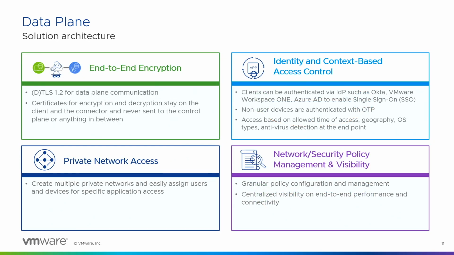So we talked about the management plane connectivity, which uses TLS 1.2 or 1.3 between the connectors and the orchestrator, as well as the clients and the orchestrator. And then the data plane communication uses DTLS 1.2. We do not use any pre-shared keys. Instead, we use 2048-bit RSA for encryption. And the certificates that are generated are on demand, and these certificates stay on the device and are not shared with the control plane.